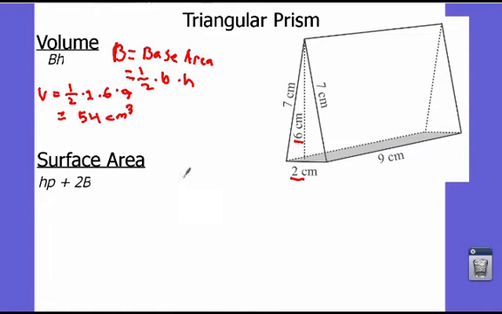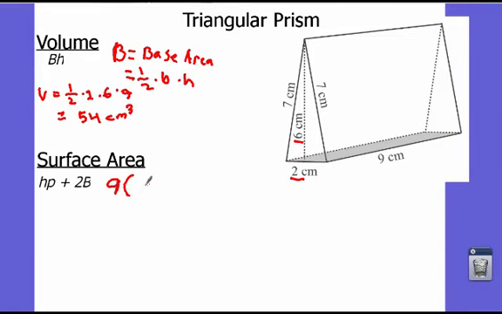So to find the surface area, what we're going to do is take this formula here, HP plus 2B. Now the big B, same as up here, is the base area. H is the height, and P stands for the perimeter of the base. So if we fill in our numbers, we end up getting something like this. H is 9.